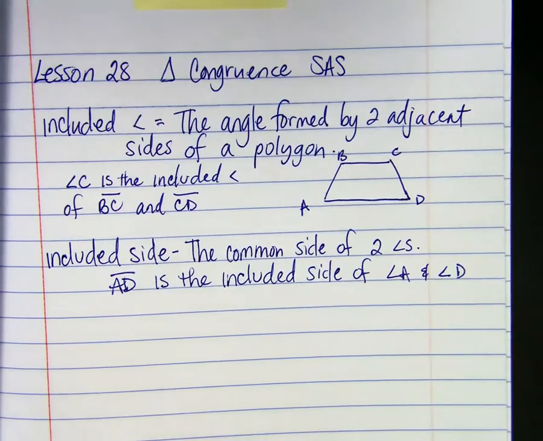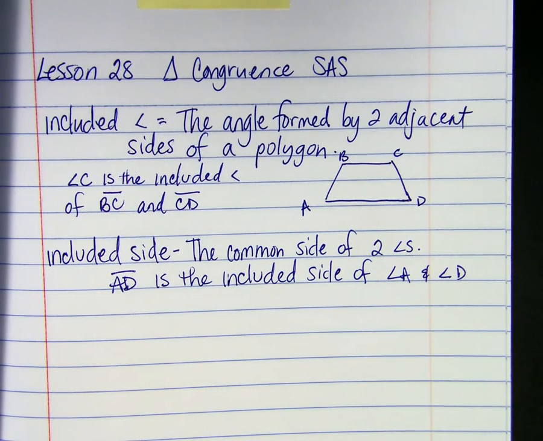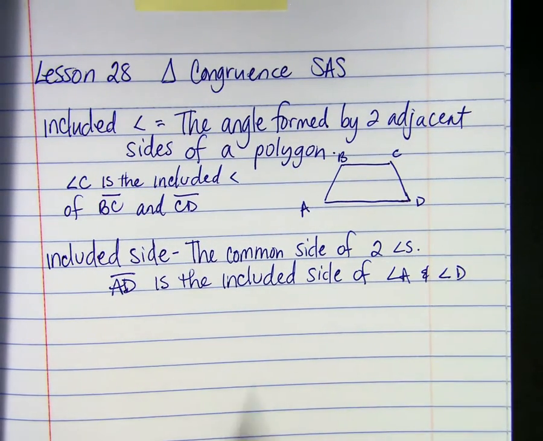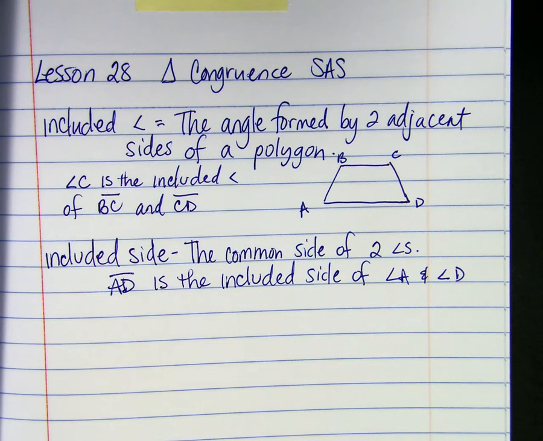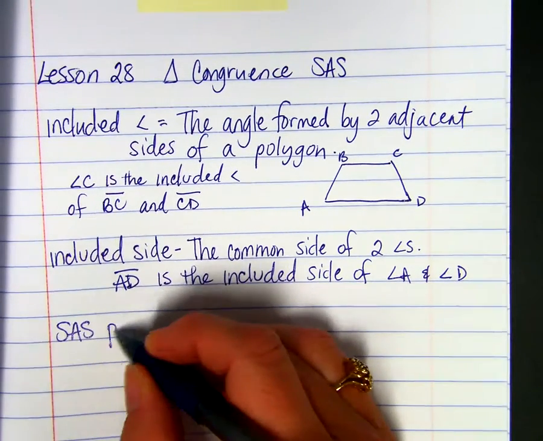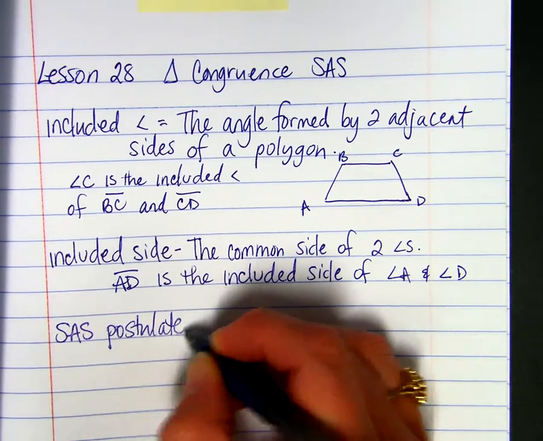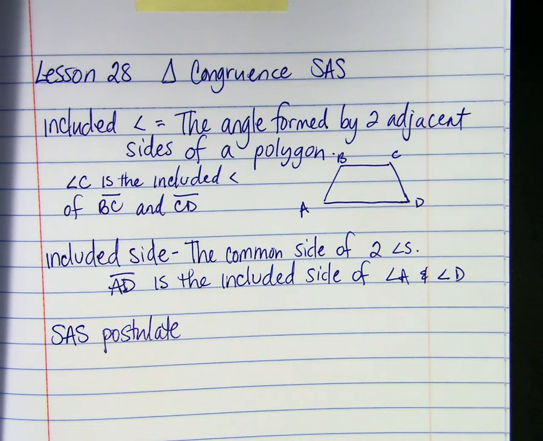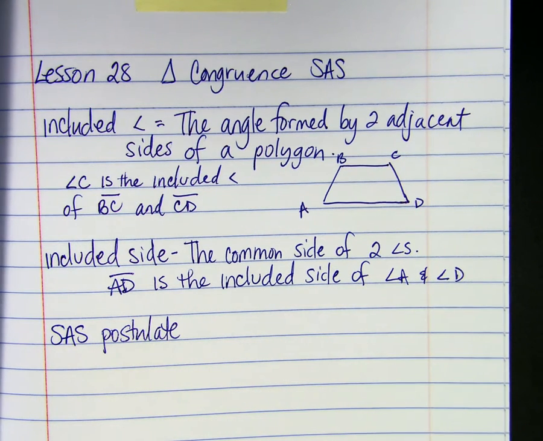So whenever we're using the side angle side congruence postulate, the angle has to be included between the two sides. So the side angle side postulate states that if two sides and the included angle of one triangle are congruent to two sides and the included angle of another triangle, then the two triangles will be congruent.